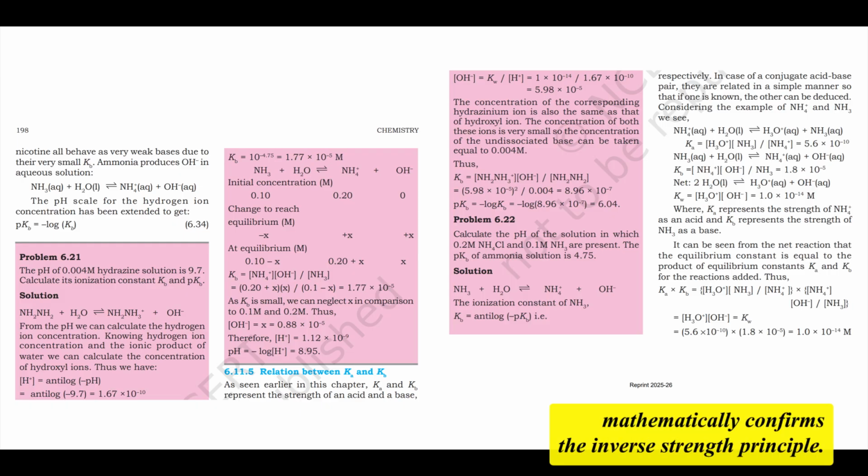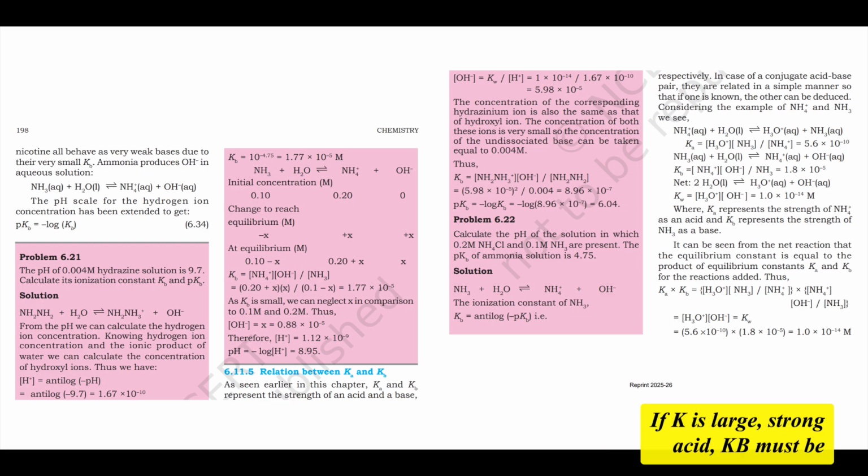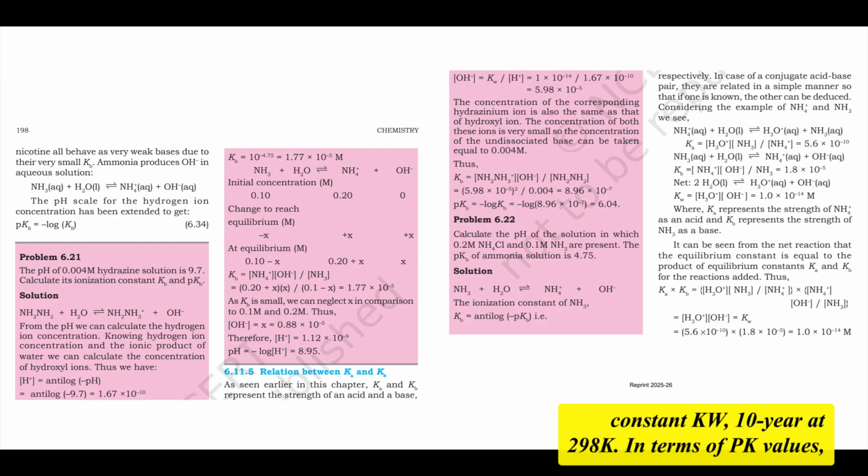This relationship mathematically confirms the inverse strength principle. If Ka is large, a strong acid, Kb must be small, a very weak conjugate base, and vice versa, because their product must equal the very small constant Kw, 10^-14 at 298 K. In terms of pK values, taking the negative logarithm of the equation Ka × Kb = Kw gives pKa plus pKb equals pKw. Since pKw is 14 at 298 K, we have the extremely useful relation pKa plus pKb equals 14 at 298 K. If you know the pKa of an acid, you immediately know the pKb of its conjugate base, and vice versa. That formula, pKa plus pKb equals 14, is definitely one to remember.